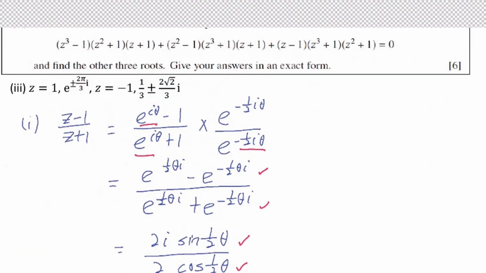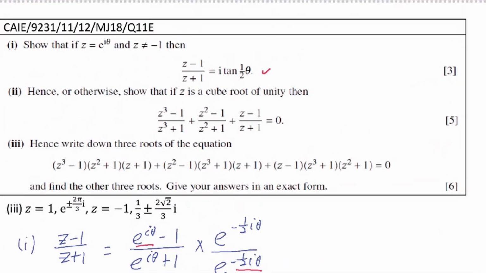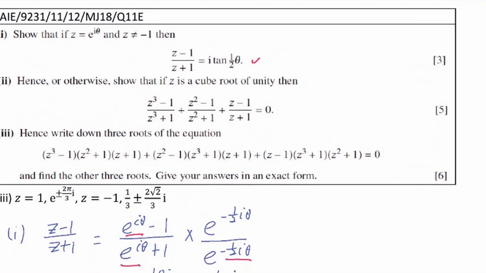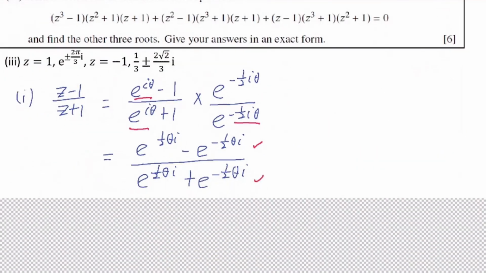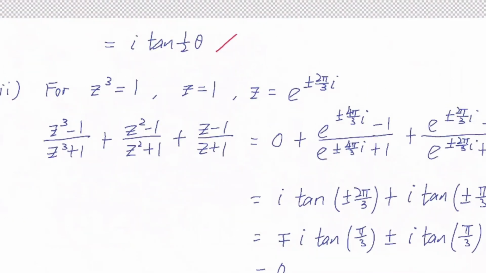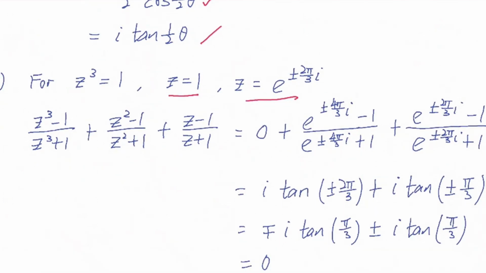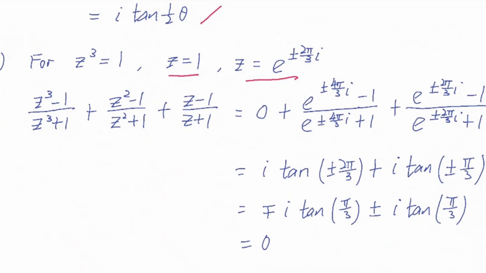Okay, and then, hence or otherwise, show that if z is a cube root of unity, then this whole expression here is 0. So let's see, we find out what the set of cube roots of unity is first. And then what we are trying to do here is to prove that, so here's the thing.